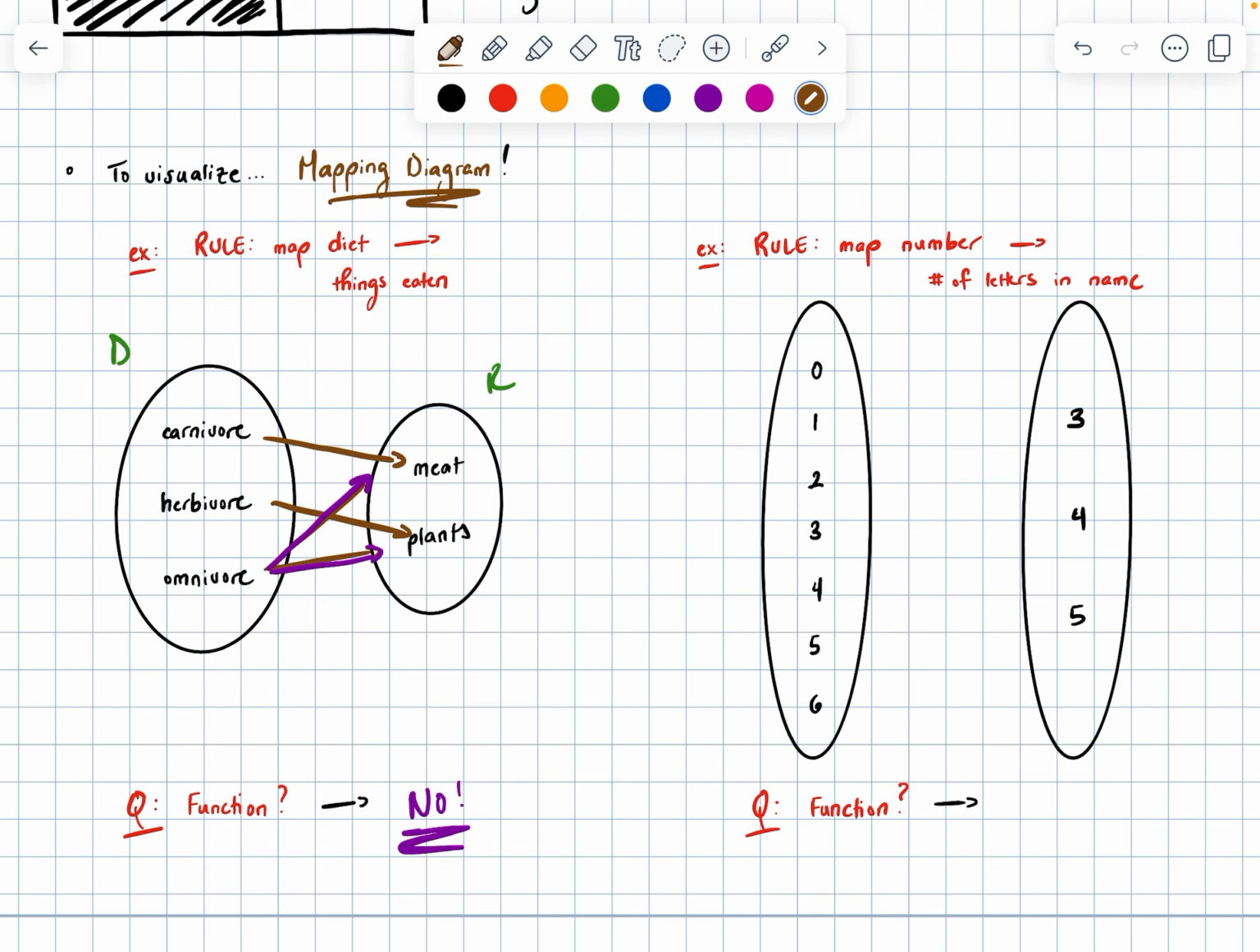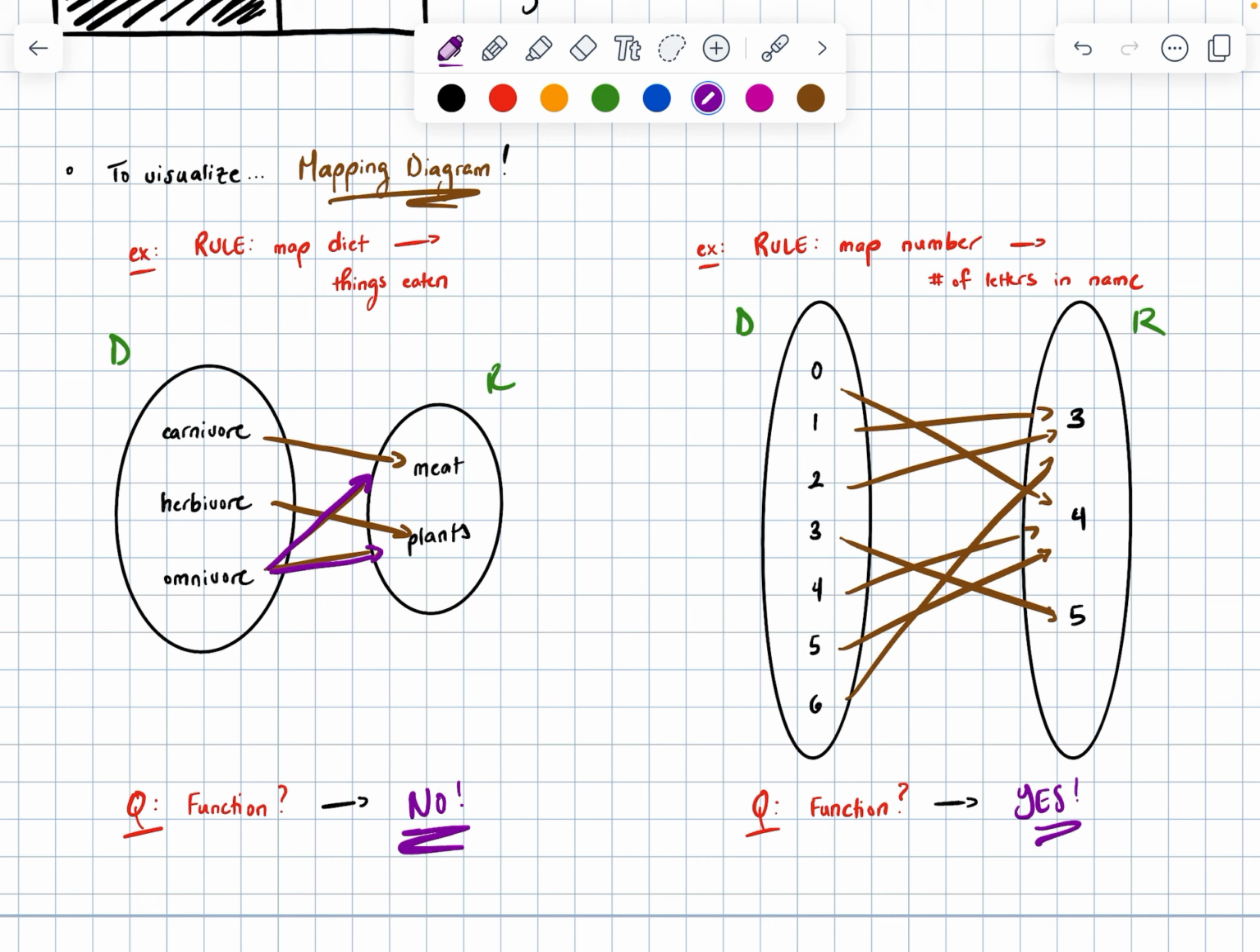But on the right, if I take this guy, I have each of my numbers being mapped to the number of letters in its name. Well, if I were to spell out 0, that would have 4 letters. 1 has 3 letters. 2 has 3 letters. 3 has 5, 4 has 4, 5 has 4, and 6 has 3. Now you'll notice, right, this guy in the domain on the left, each of those inputs went to exactly one friend in our set of outputs, our range. So this does meet our criteria. This guy absolutely is a function.